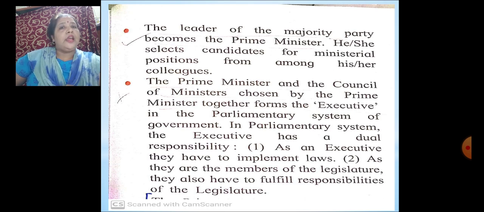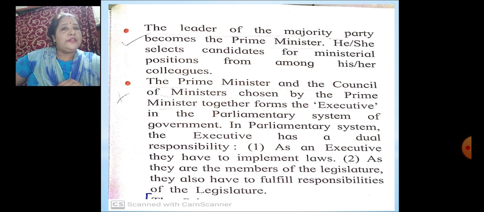The Prime Minister and the Council of Ministers. Here the Prime Minister as well as the Council of Ministers, chosen by the Prime Minister, together form the executive. So what is the executive? The Prime Minister and the Council of Ministers together form the executive, in the parliamentary system of government. Everybody has understood what an executive is? Executive means the Prime Minister and the Council of Ministers.